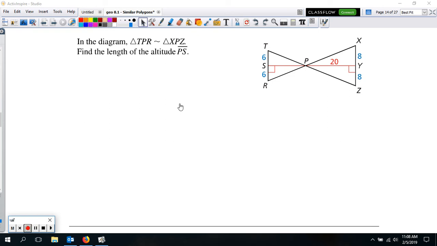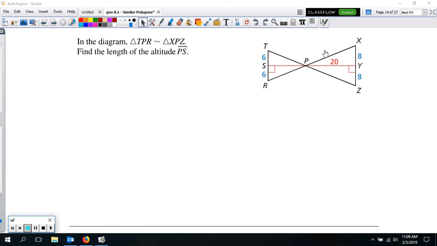Okay, here's another book example. It shows us this diagram here. It says the triangle TPR is similar to triangle XPZ. That's the black triangles here. So this triangle over here is similar to this triangle over here. And so it says find the length of the altitude PS. So that's this altitude here. Now it does tell us the altitude of this triangle from P to Y is 20.